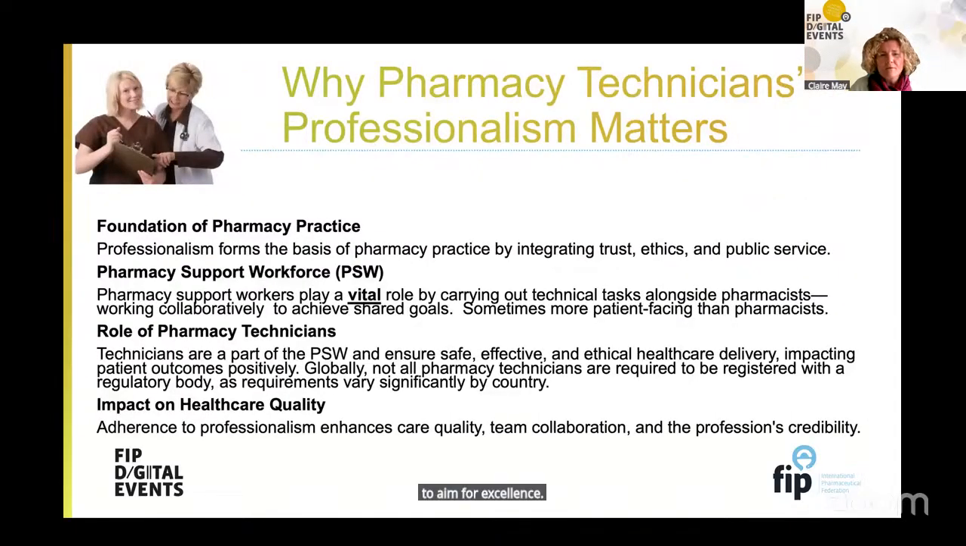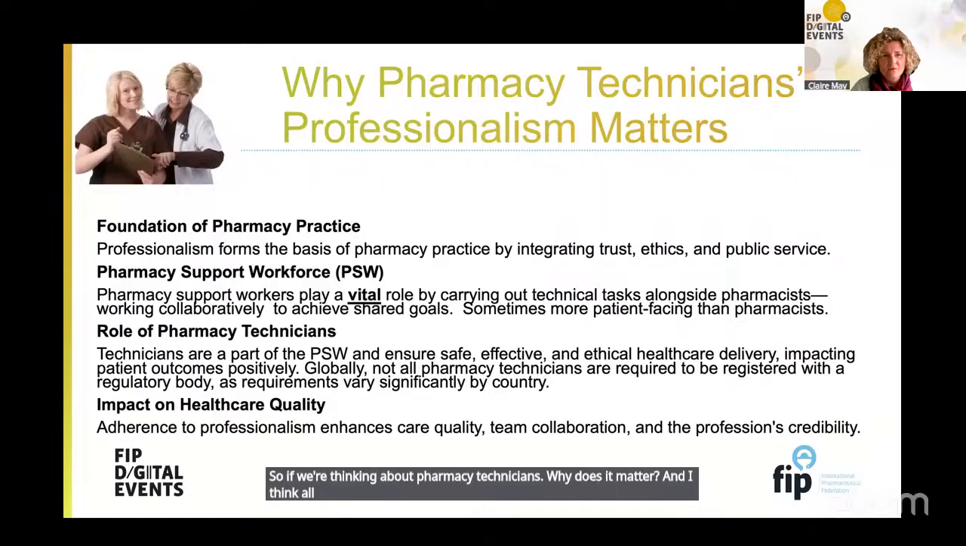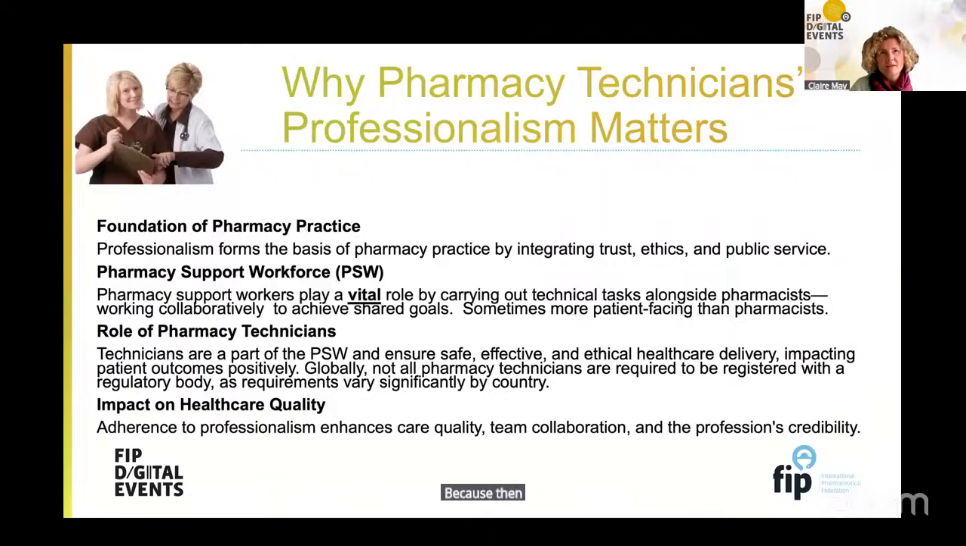So we're thinking about pharmacy technicians. Why does it matter? I think all of us want to understand why it matters, because then it may be easier to engage with. Professionalism isn't just a buzzword. It's the foundation of pharmacy practice. It's about trust, ethics, and that commitment that we've talked about for serving the public.